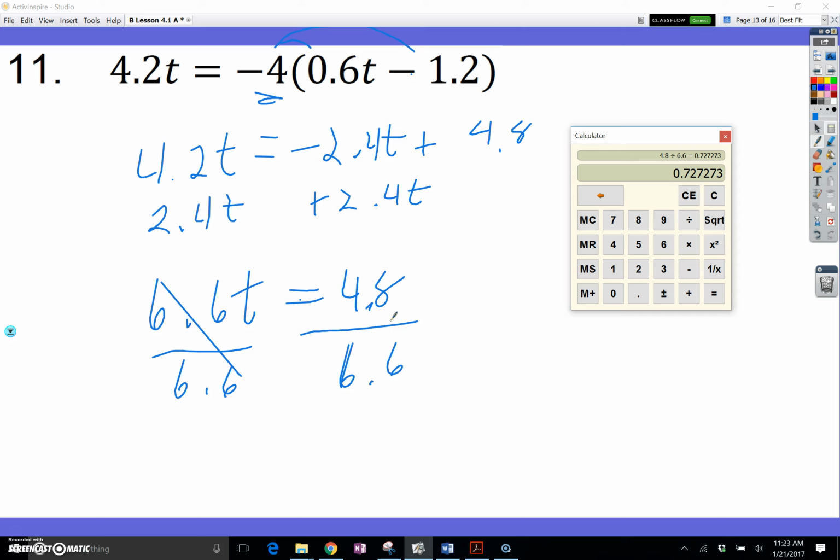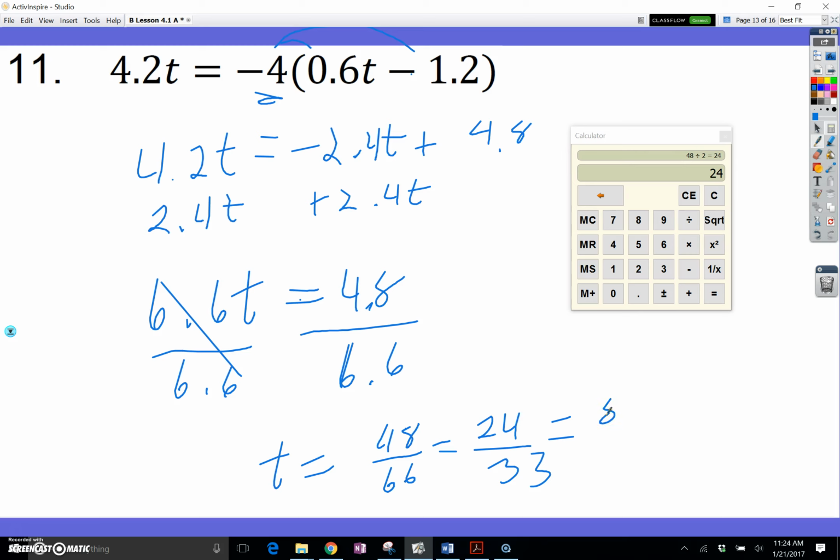So I don't like that as a decimal, so what I'm going to do is a decimal buster. If I multiply the numerator and denominator by 10, I'm going to have 48 over 66. And I'm just going to start breaking these down by 2. So 48 divided by 2 is 24 over 33. And that's as far as I can. No, I can break it down a little more. 24 divided by 3 is 8. 33 divided by 3 is 11. So that is your final answer here.